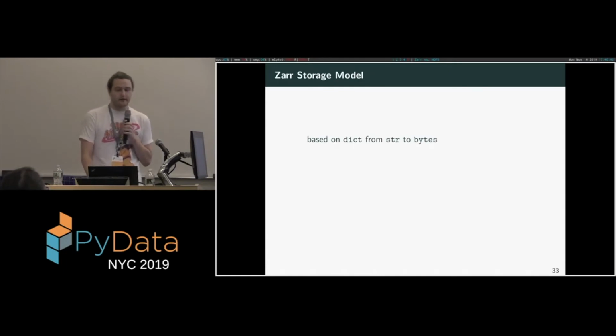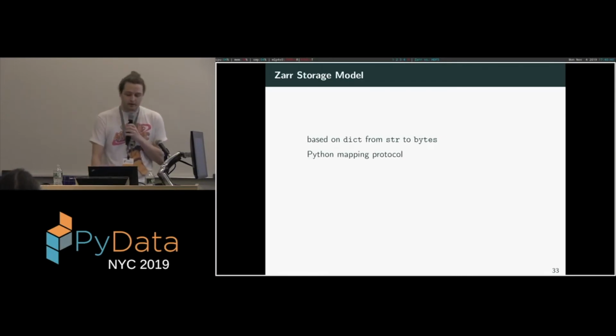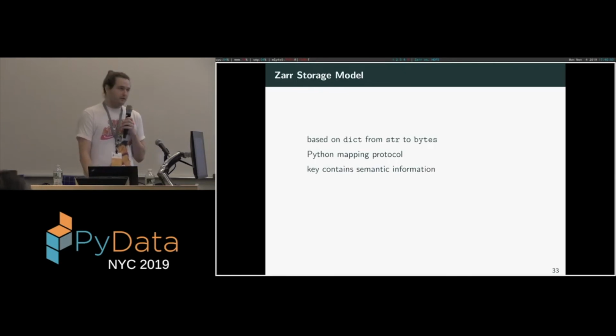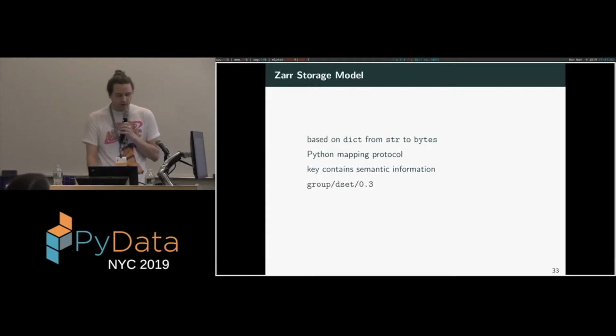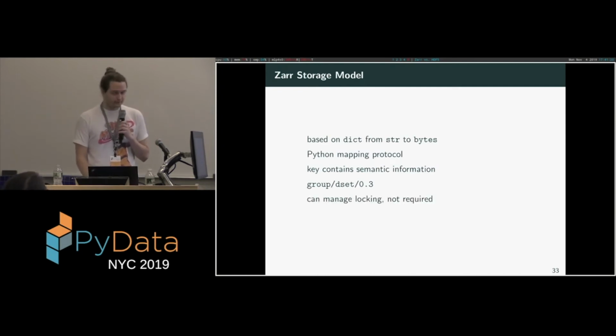The Zarr storage model, on the other hand, because it's Python oriented, is based on basically a dictionary from string to bytes. Any object that fulfills the Python mapping, or really the mutable mapping protocol, is a storage driver for Zarr. The key that gets passed contains semantic information, so you can do transformations if you need to. For example, this key, group/dset/0.3, is telling us that we are storing data for a data set called dset inside a group called group at the root. We have two-dimensional chunks, and this is chunk 0 along axis 0 and chunk 3 along axis 1. So this key alone tells us a lot about what data is being stored.